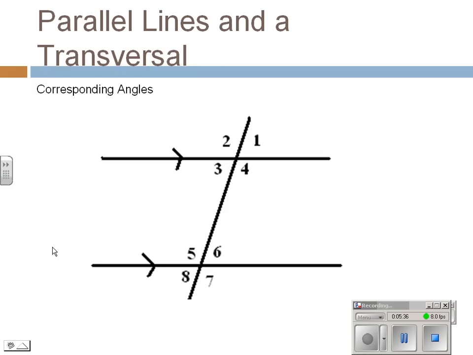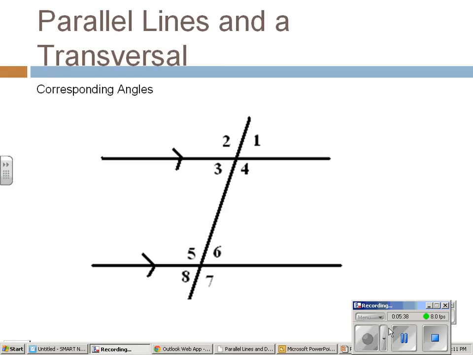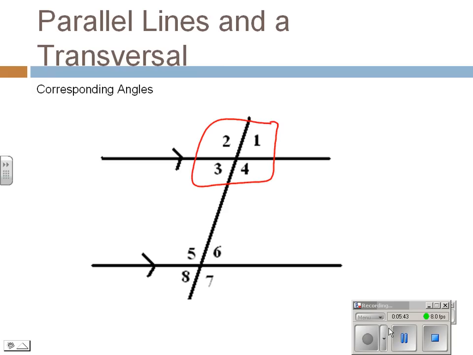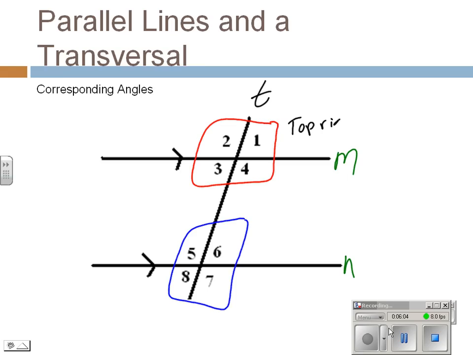Let's talk about corresponding angles. If you look at the top, you can compare this to the bottom, and what you should see is that since these two lines, let's call them M and N, are parallel, and you have this transversal T cutting through them, you're going to form the same angles. For example, we're going to call this the top right angle, and the corresponding top right angle is angle 6.